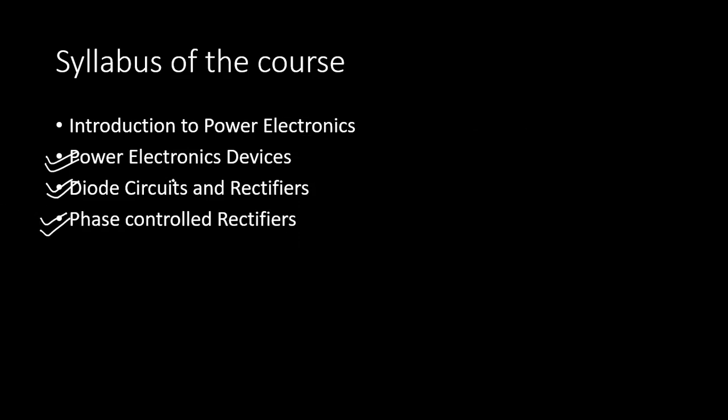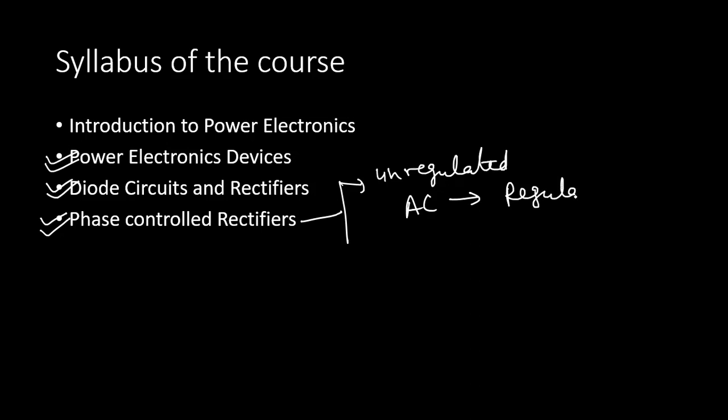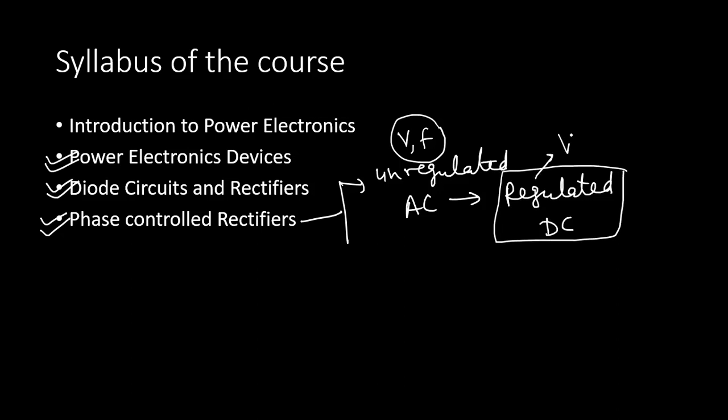So next we will see phase controlled rectifiers. In phase controlled rectifiers, the unregulated AC is converted into regulated DC. What is the meaning of unregulated and regulated? Unregulated, that means the magnitude of the voltage and frequency will be fixed. But in a regulated DC, you can change the voltage level by varying the firing angle. In the lectures to come, we will see what is firing angle and how this conversion is possible.